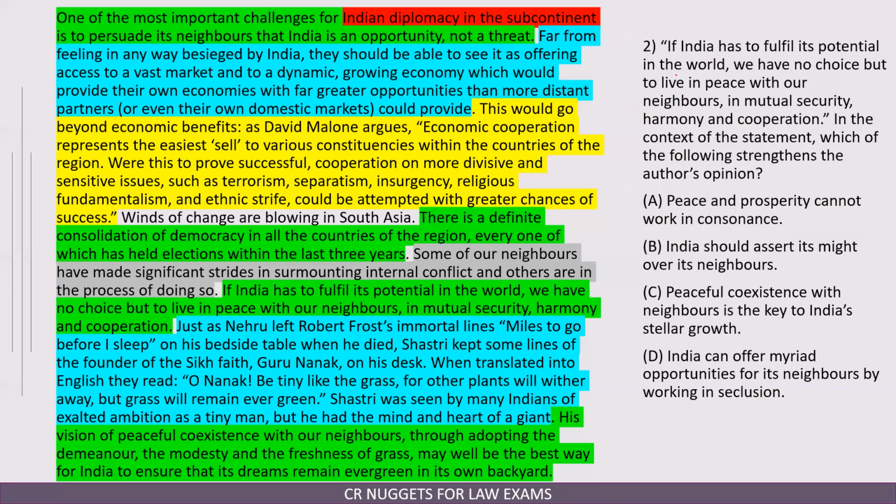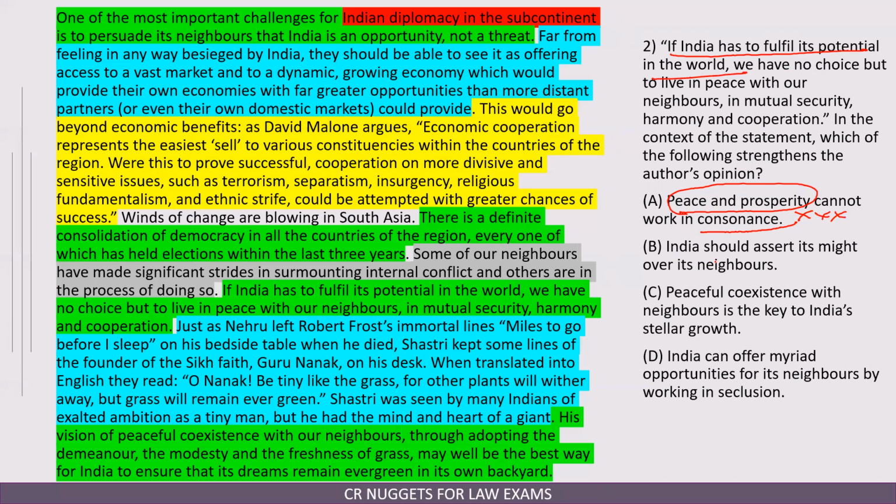If India has to fulfill its potential in the world, we have no choice but to live in peace with our neighbors. In this context, which one of the following strengthens the author's opinion? So author's opinion is that if India wants to fulfill its potential, then it should live peacefully and in cooperation with the neighbors. Peace and prosperity cannot work in consonance. Scrambled option. So the author has picked the words peace and prosperity perhaps from the passage, and the examiner has framed an option around it.